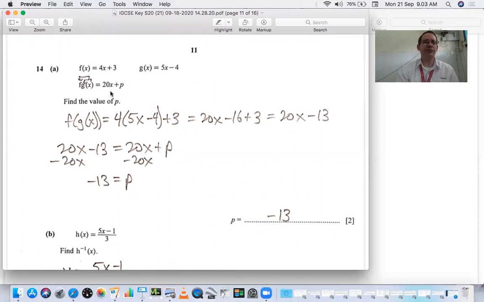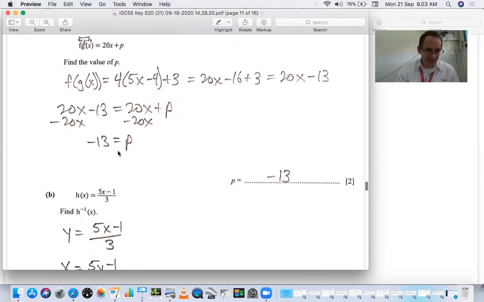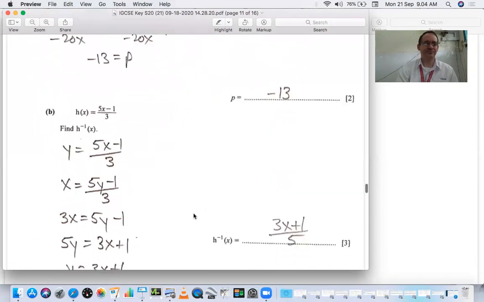This is equal to 20x plus p. So here, distributing this gives us 20x. I simplified this first. So 20x minus 16 plus the 3 simplifies to 20x minus 13. That is then set equal to the 20x plus p. Then get rid of your x from both sides, and your p equals negative 13.